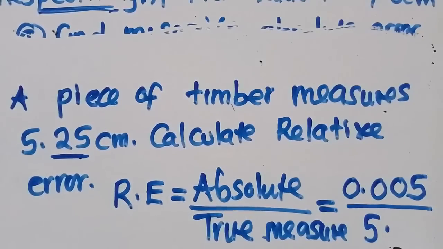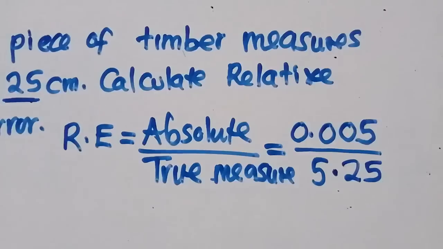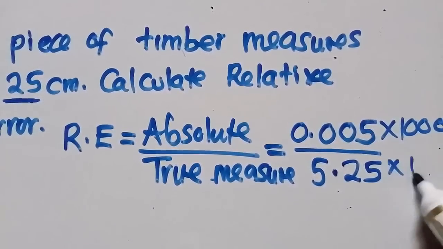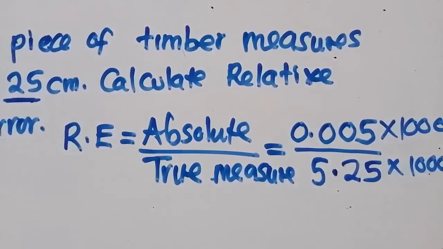So this is what we were given. It measures that. Then calculate the absolute error. This is the absolute error. Then the true measurement. What is the true measurement? That's the same one that you are given. This is how you are going to do it, by 1,000. Even here, 1,000.